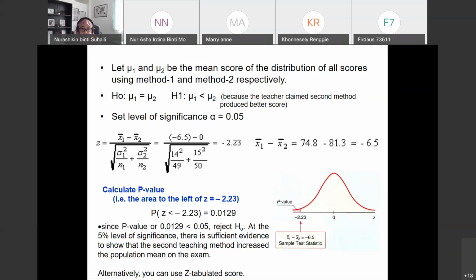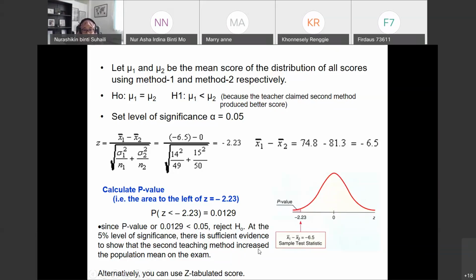So that's how you got 0.0129, the tail area or the p-value, and you compare with 0.05, the alpha. Okay, that is the rule to compare the p-value with the alpha. So in this case, 0.0129 is less than 0.05. So the decision is to reject the null hypothesis. Okay, so that is the decision.